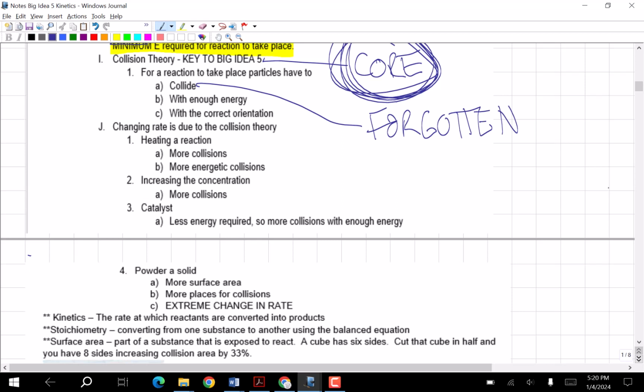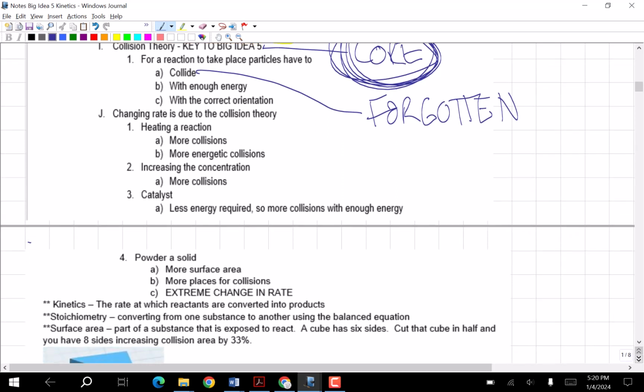If you heat a reaction, you have more collisions, and you have more energetic collisions. If you increase concentration, you have more collisions, and that means it's going to go faster. So all of these, you would say per unit time. So increasing concentration would be more collisions per unit time. The per time is what makes it rate. Catalyst, less energy required for more collisions with enough energy per unit time.